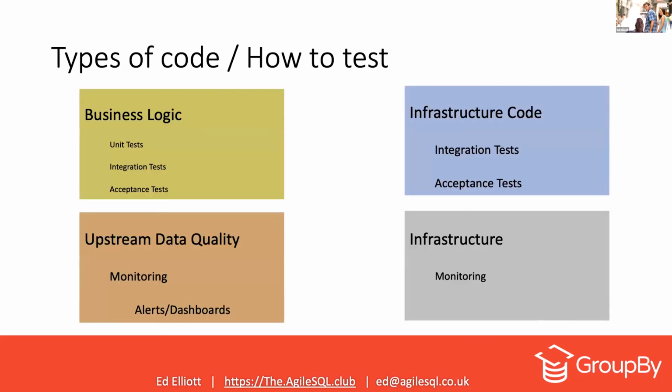So going back to how to test code, we've got our business logic, we've got the infrastructure code. For the data quality we're receiving, that's through data quality checks, through monitoring, alerts and dashboards. For our infrastructure, it's monitoring. If you're writing to a SQL server and the SQL server goes down, then you need to have monitoring that's sending off alerts telling you this.